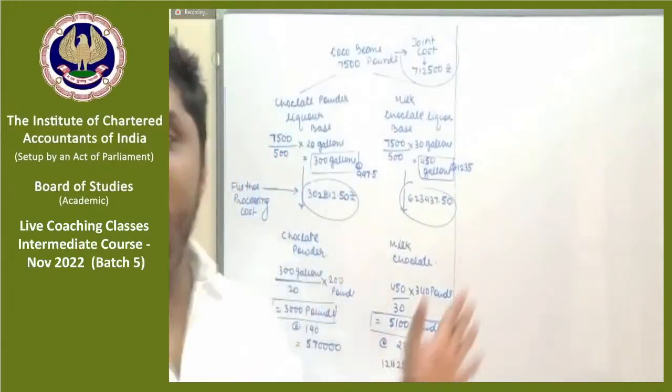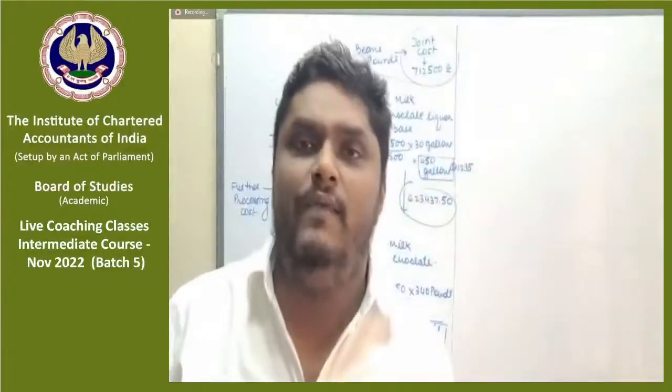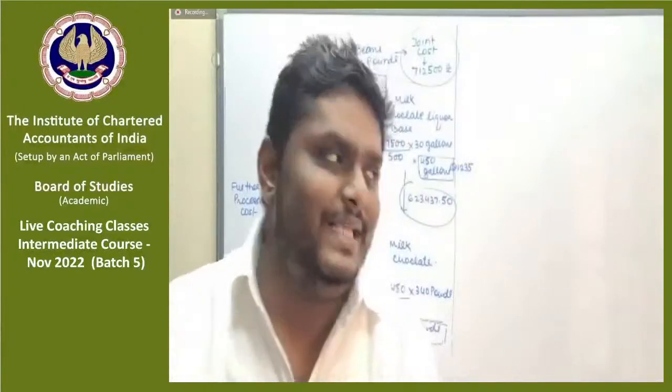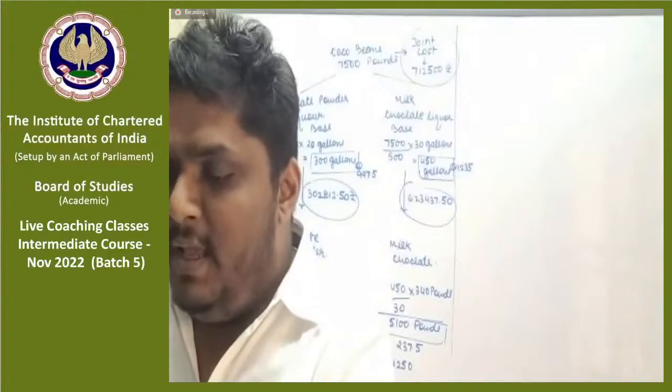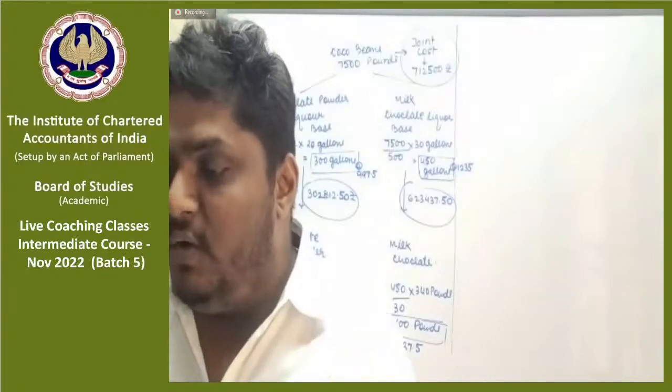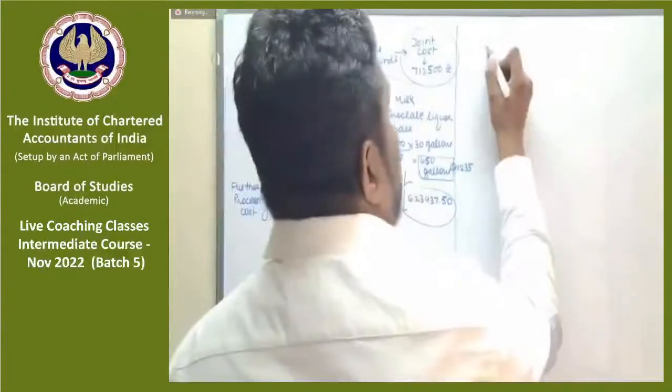I have not started the solution. I have just presented the question in a systematic way so that I can solve this question easily. If you guys have any doubts in this presentation, you guys can ask me. Else we'll start with the remaining part of the question. That is, the first method is sales value at split off point.